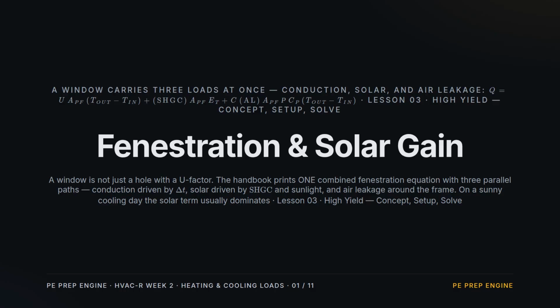Week 2, Lesson 3, Fenestration and Solar Gain. A window carries 3 loads at the same time. Heat conducts through the glass, sunlight pours in as solar gain, and air leaks around the frame. The handbook prints one combined equation that adds all 3. We'll walk each path, see why the solar term usually rules on a cooling day, then work one window.